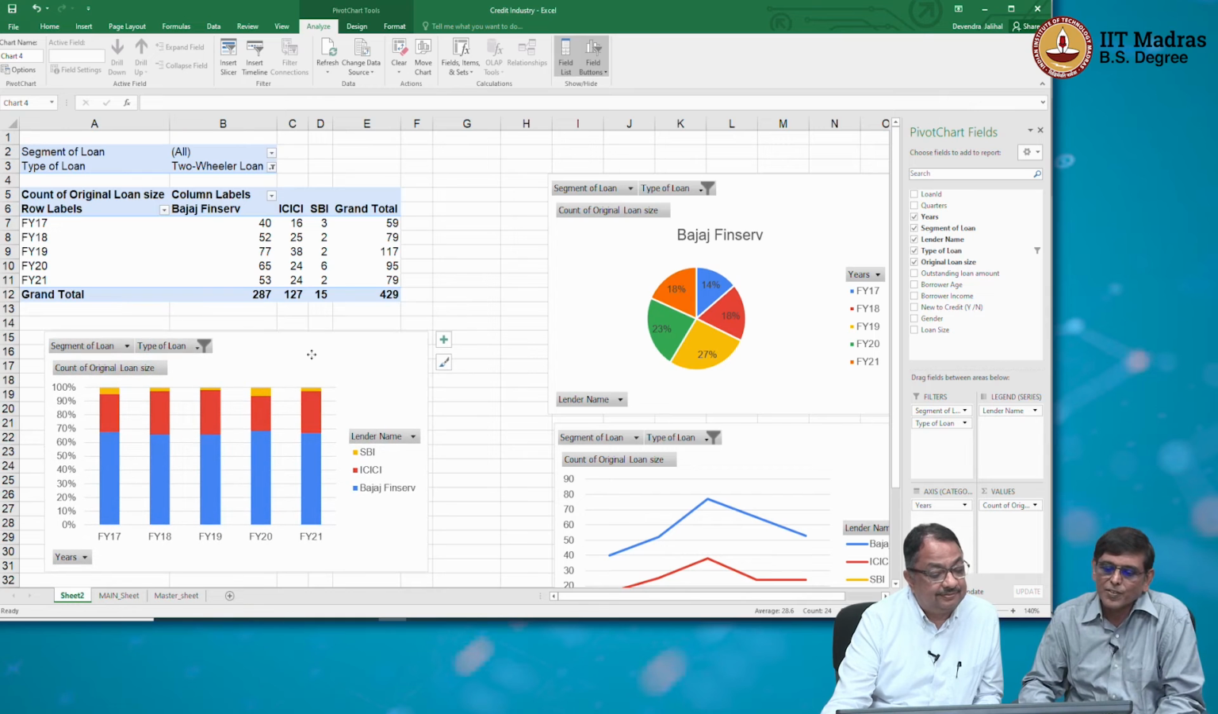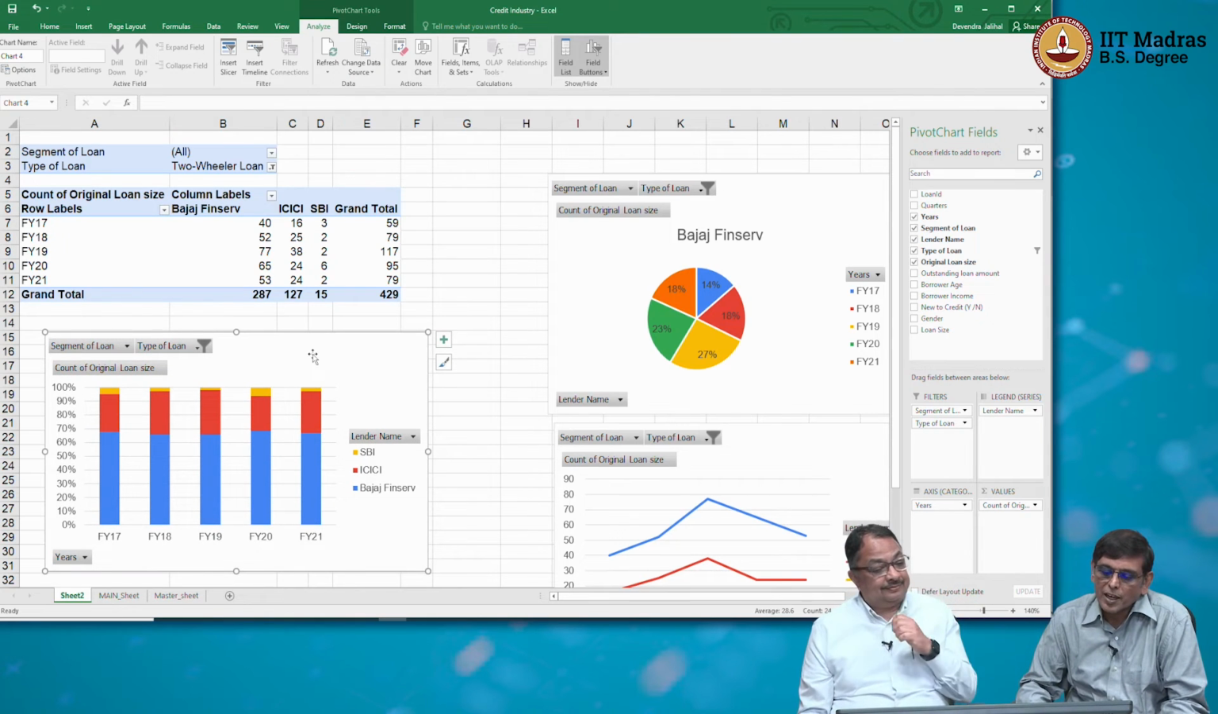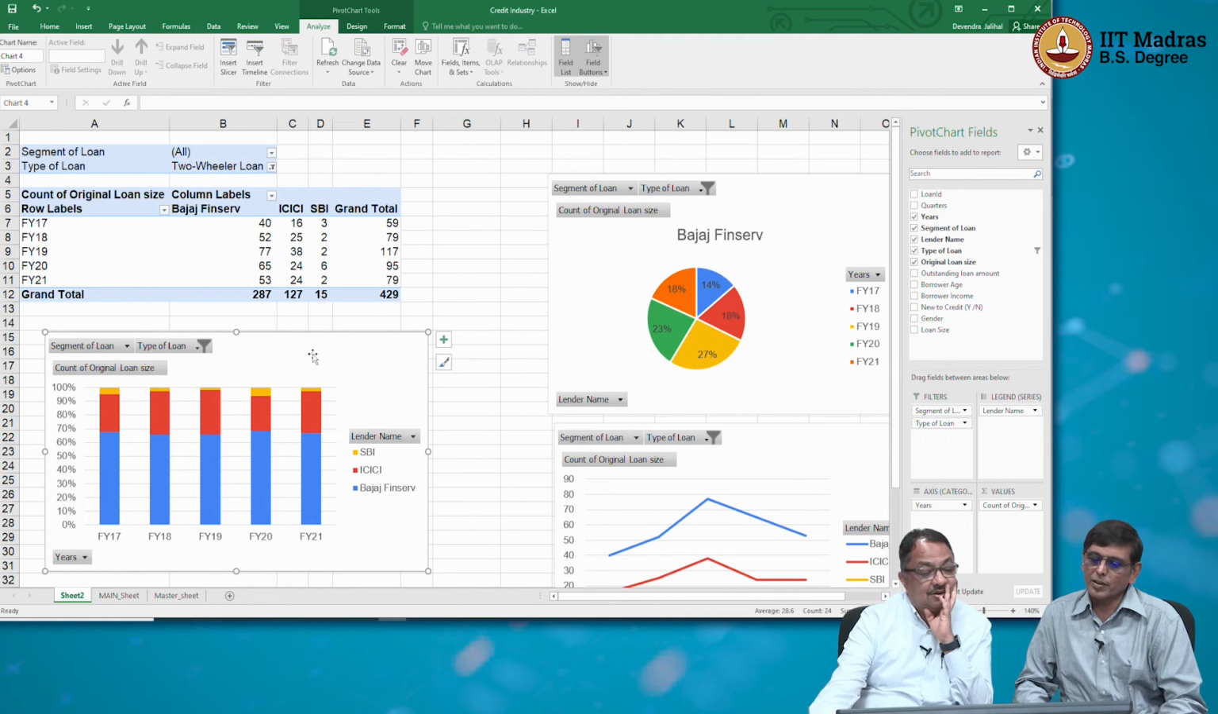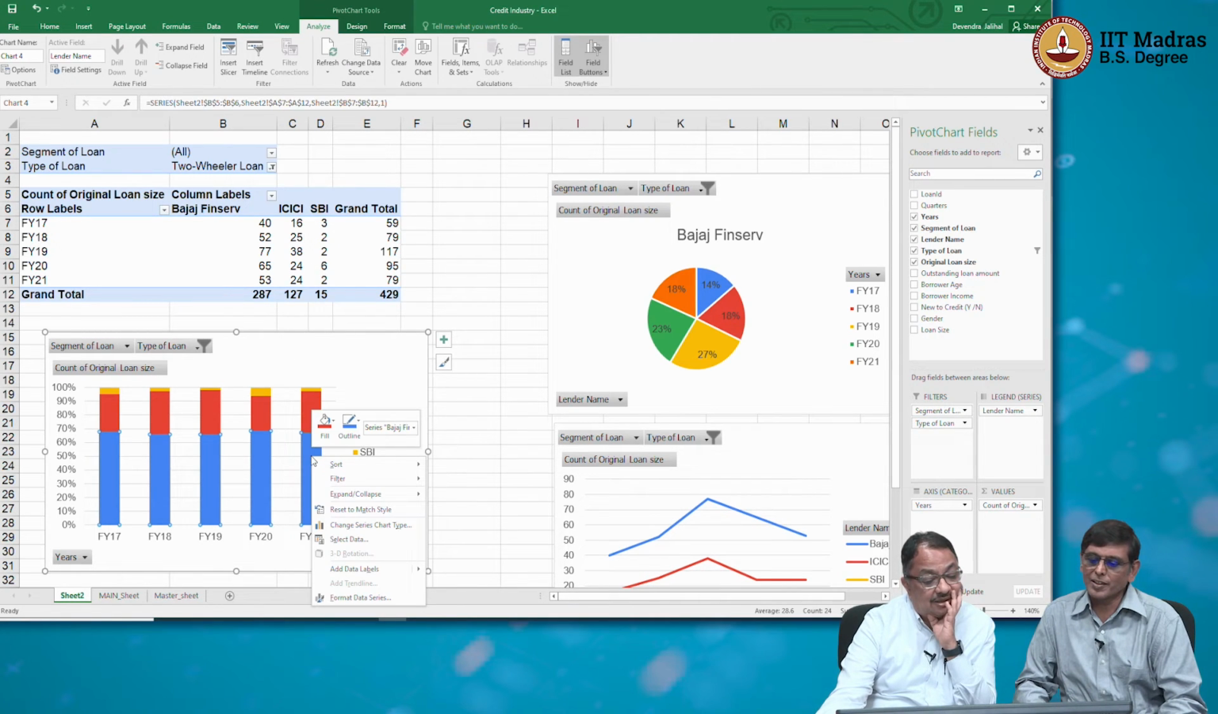Okay. This graph, what does it say? It's saying in FY17 the market share of Finserv was nearly 69%. Then it came down in 18, came down in 19, and then went up again in 20. And you want me to again put a line? Data labels, or put a line. Can you connect it with a line? No, it's not possible.